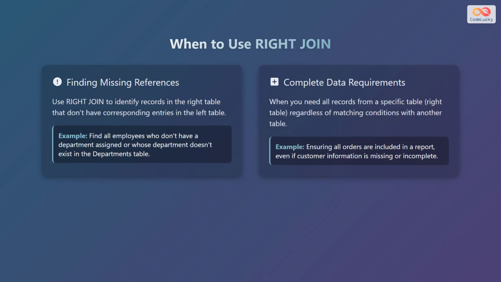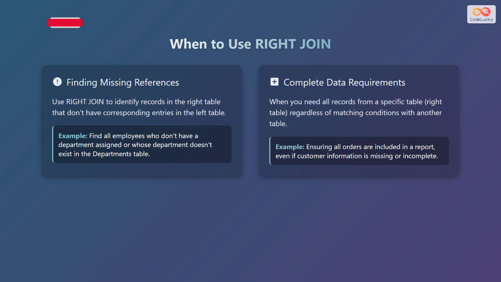Now let us look at 2 use cases for the right join. The first use case is finding missing references. Use right join to identify records in the right table that don't have corresponding entries in the left table. For example, find all employees who don't have a department assigned or whose department doesn't exist in the departments table.